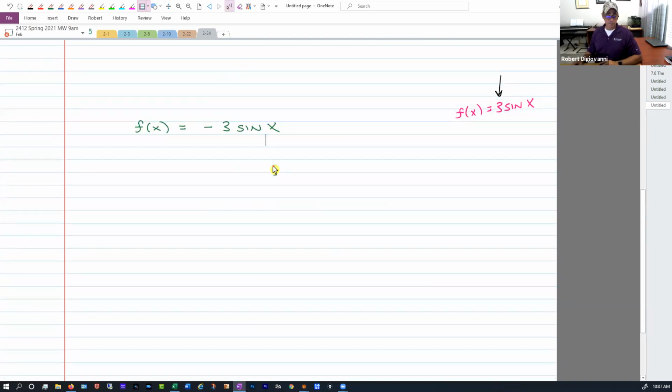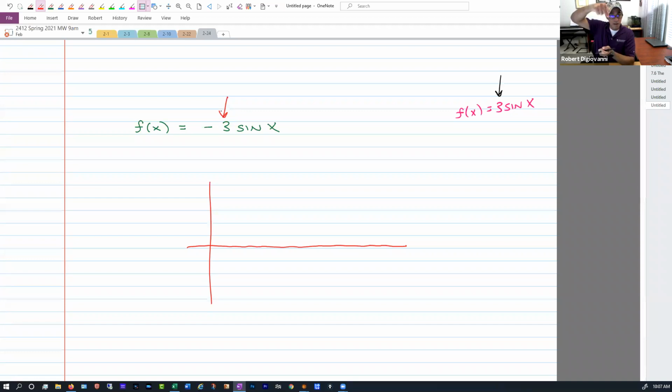Here's what I would do. I say, okay, this is a sine function. And I would say, all right, right here tells me that everything is being stretched out by 3, right? So my peaks and valleys are going to be at 3 and -3 instead of 1 and -1. However, the negative in front is going to flip that whole answer over. So how would that impact things? Well, I still go 2 pi, I still go pi, I still go pi over 2, I still go 3 pi over 2.